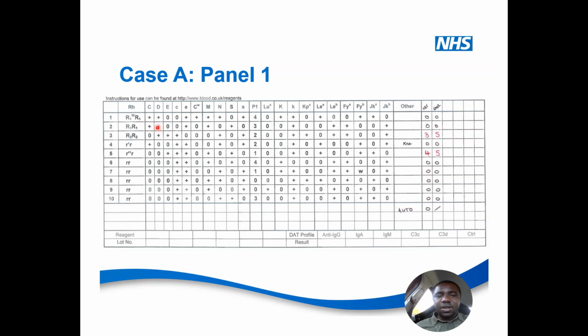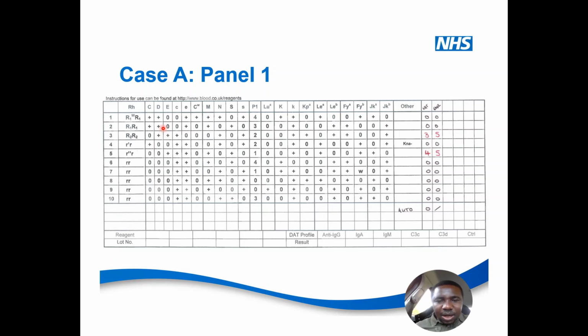D is positive on cell number one, but the cell number one here is negative. We'll cancel D. It can't be D. Big E then is 0, 0, plus. So this pattern matches this pattern, so this person will have anti-big E. The IAT result of this patient matches this very E. So it's antibody big E so far.